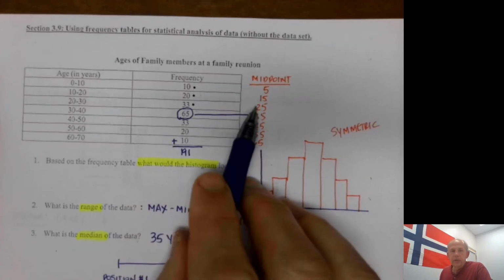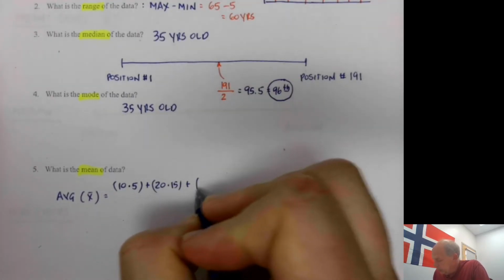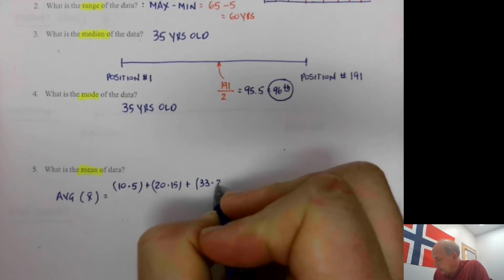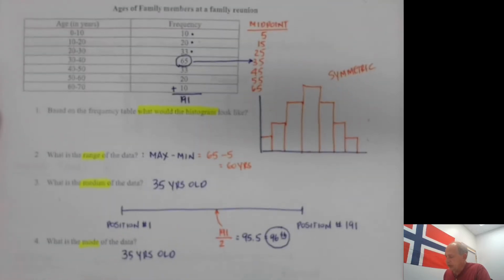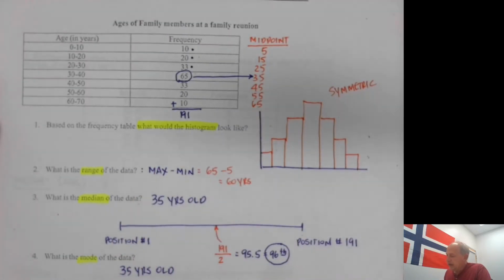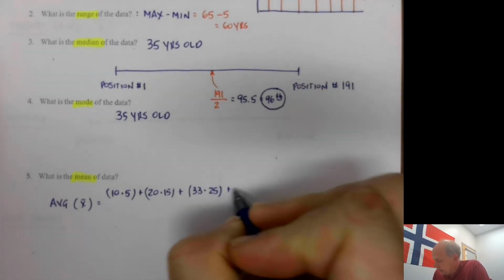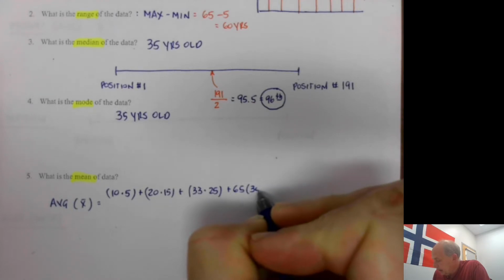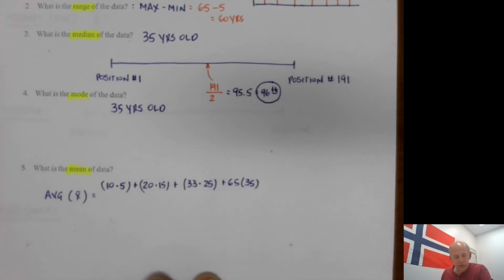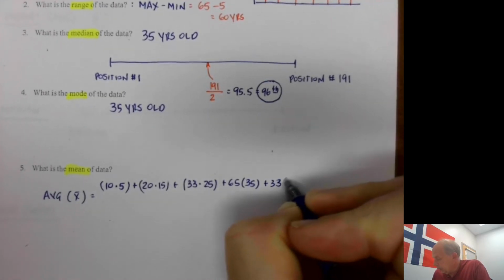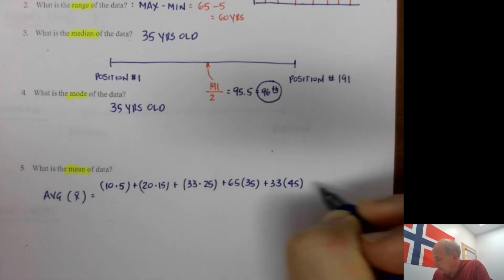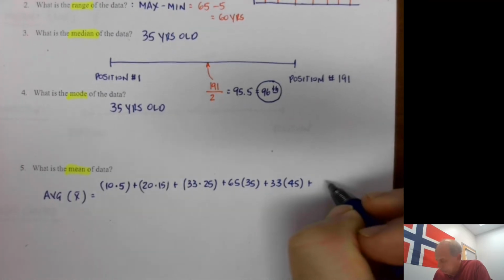There are 33 people between 20 and 30 years old. I'm going to call those people 25, just using that midpoint. 65 people in the next interval, and I'm going to estimate their age at 35, and I'm going to keep going. There were 33 people between 40 and 50 years of age.